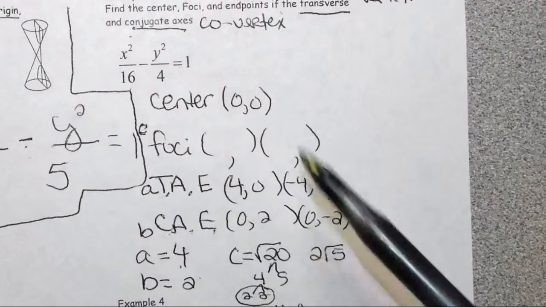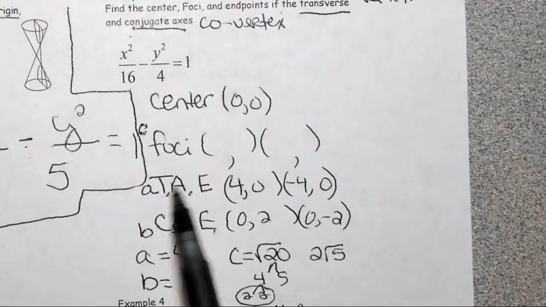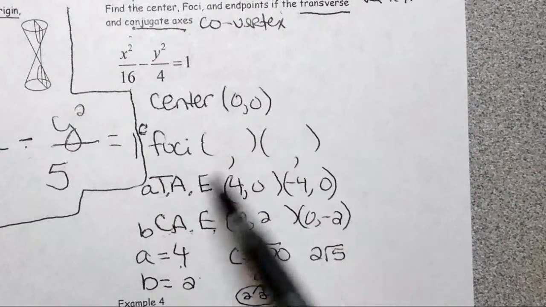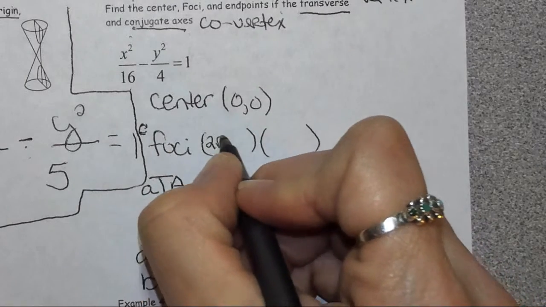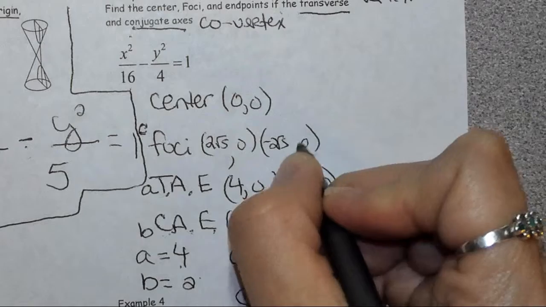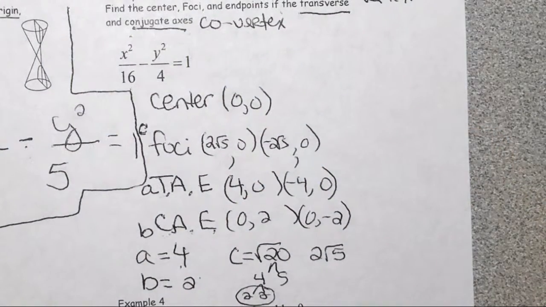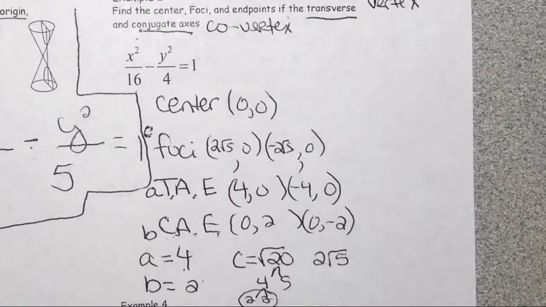Now your foci have to go the same direction as the vertex, so the same way as the transverse axis. So I'm going to go which way 2 square roots of 5? Up and down or left and right? Left and right. So I'm going to go positive 2 square root of 5, and I'm going to go negative 2 square root of 5. You did it without a graph. Good job. And that's it. So we did one with a graph, and now we just did one without a graph.